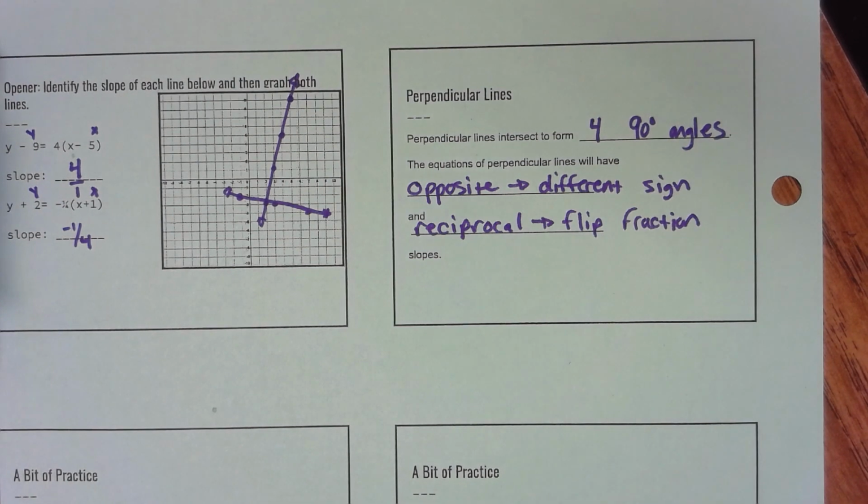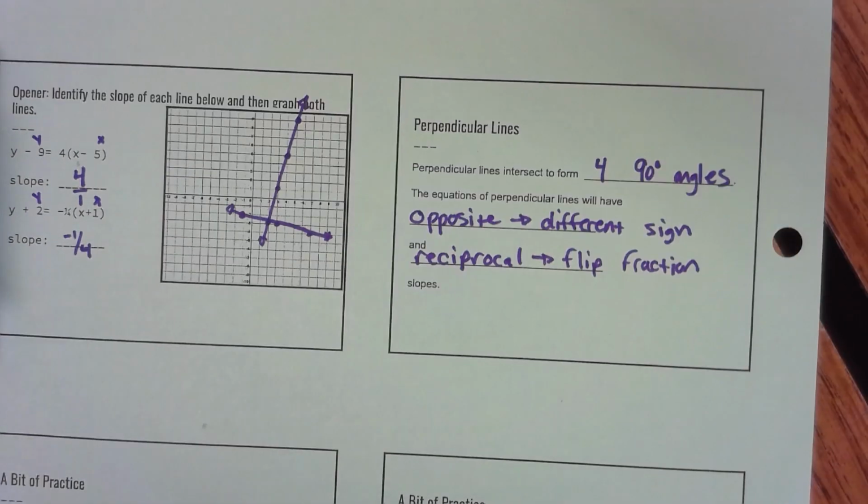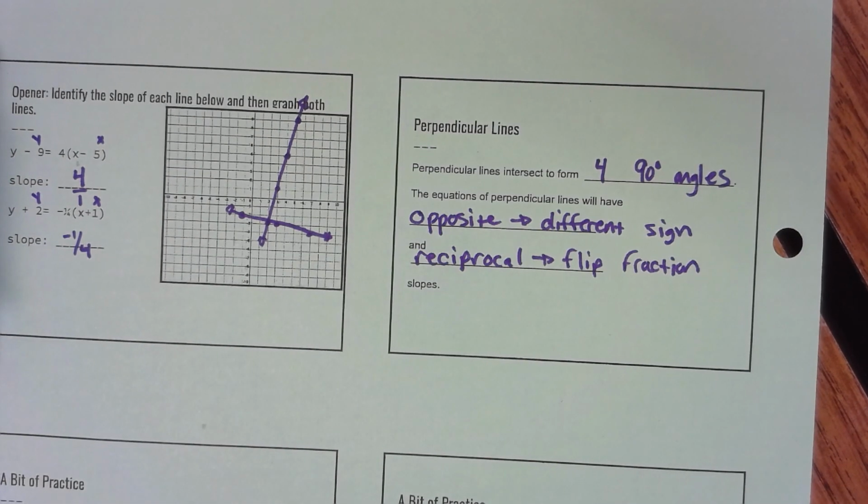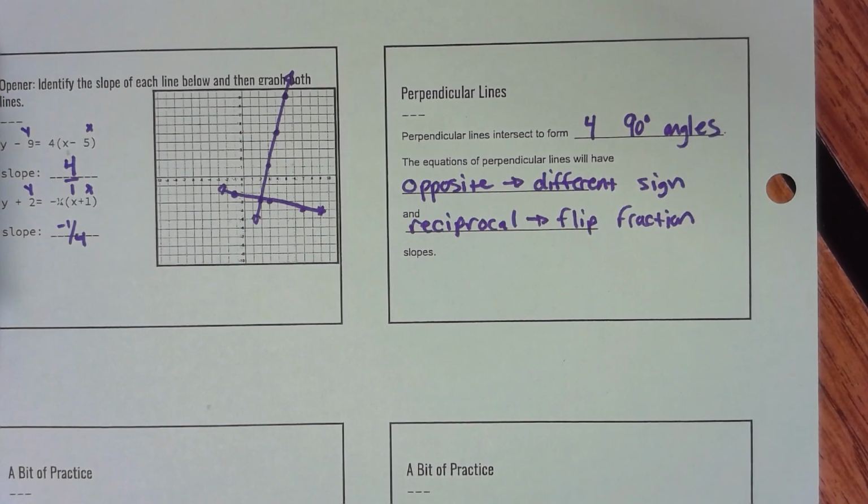So it's two things that have to happen to create these perpendicular lines. Switch the sign and flip the fraction. If it's not a fraction, we can put it over 1. Other than that, it's the same lesson as what we did yesterday. So we'll get more practice of writing equations.